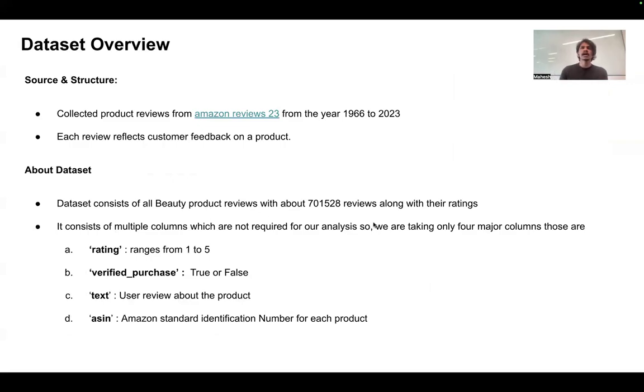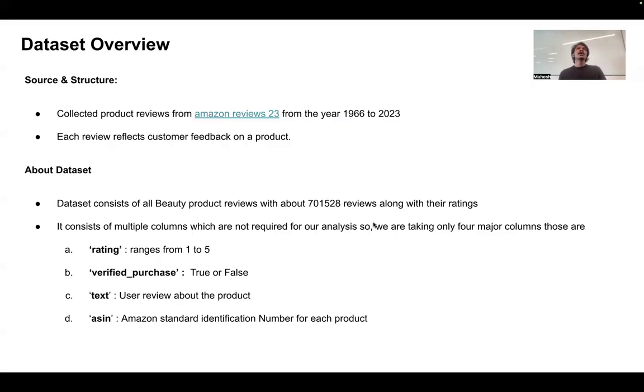When it comes to the dataset, I've taken the dataset from the Amazon Review database, where the reviews range from 1966 to 2023. In that dataset, there are a few extra columns such as timestamp, user ID, and parent ASIN number. Since we don't need all those columns, I've taken only the important ones needed for our analysis, such as the rating, which ranges from 1 to 5, and verified purchase.